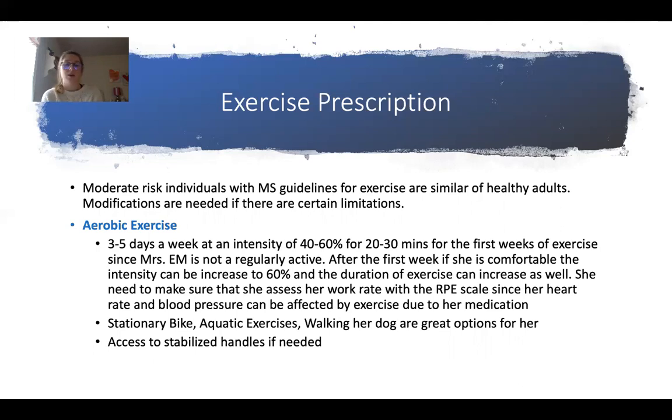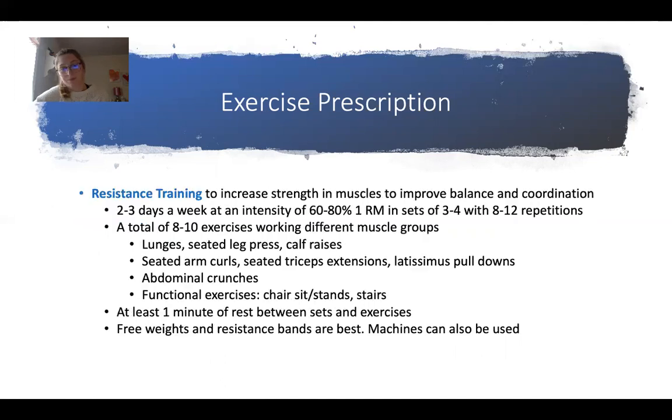And RPE scale and monitoring her heart rate and blood pressure are important, especially since she is on medication that can affect them. Some types of exercise that are good for her are using a stationary bike, aquatic exercises, and walking her dog, since she mentioned she liked doing that. And then stabilizing handles can be put into the exercises as well if needed. Resistance training is also really good to increase strength in her muscles and improve balance and coordination.